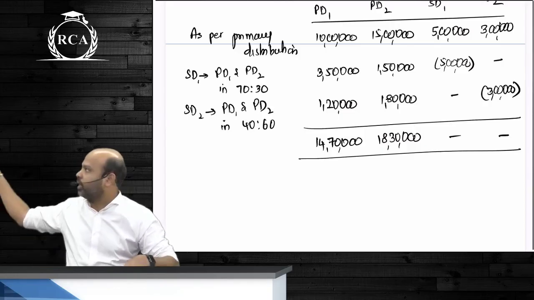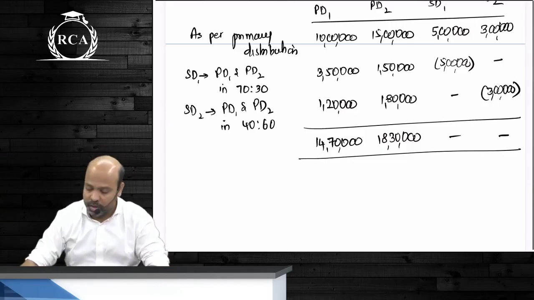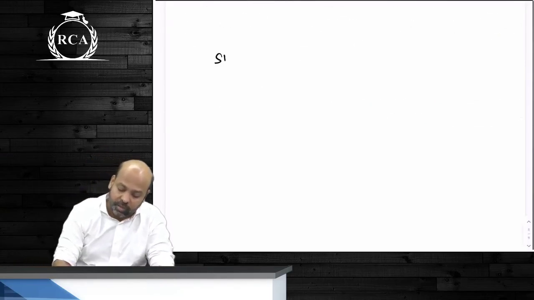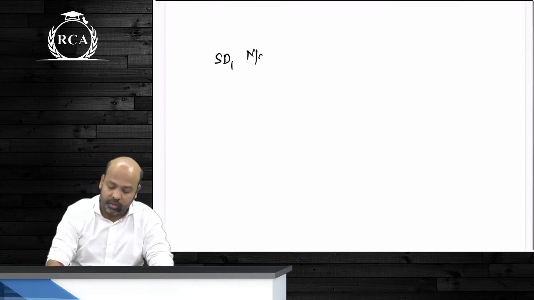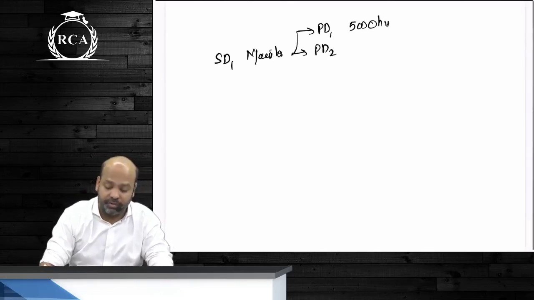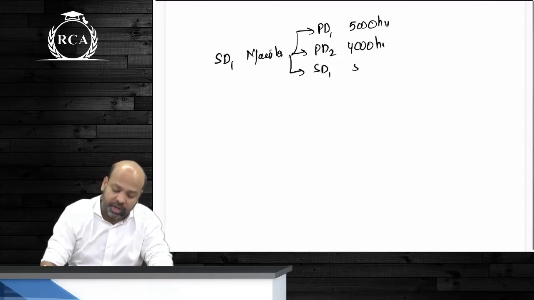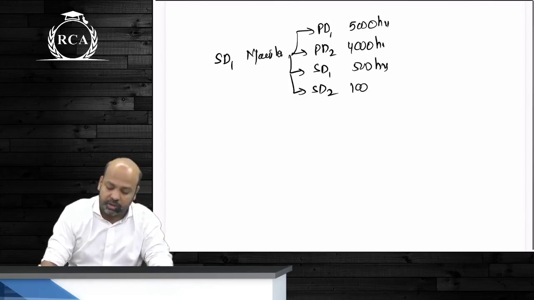वो percentage में नहीं आएगा. Guys, उसका doubt समझे क्या बोल रहा हूँ मैं? Let's say guys that there is service department 1 that is into maintenance. ठीक है? The total amount of hours that they worked for PD1 is, let's say, 5,000 hours. For PD2 they have worked for, let's say, 4,000 hours. For their own department SD1 they have worked for 500 hours. And for SD2 they have worked for 1,000 hours.